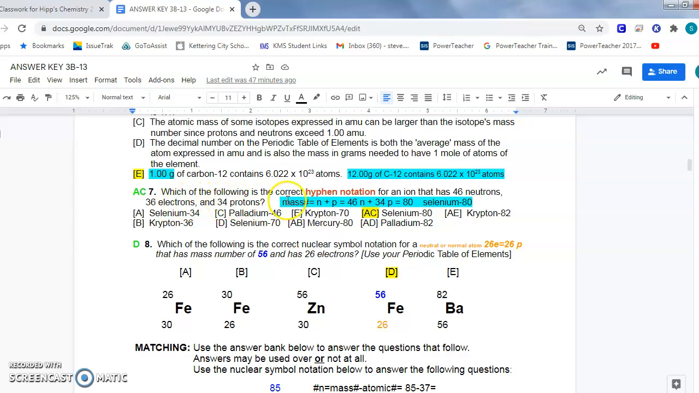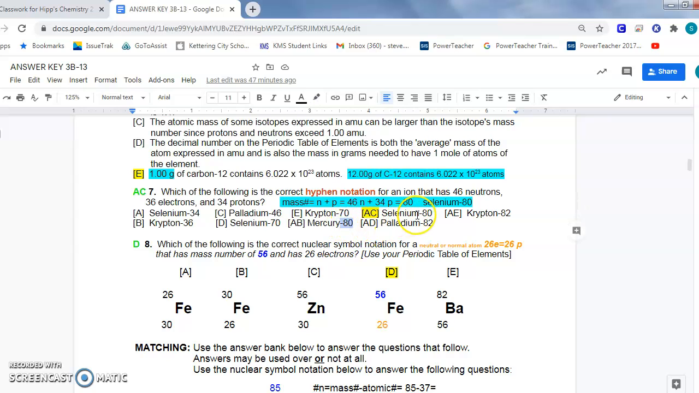Well, what does the mass number depend on? It has nothing to do with electrons. The mass number is the number of particles in the nucleus. The electrons aren't in the nucleus. So all we need is this 34 right here, that's the number of protons, and this 46 right here, that's the number of neutrons. 34 and 46 adds up to 80. So we know the number should be hyphen 80. So we're looking for an answer that has a hyphen 80.